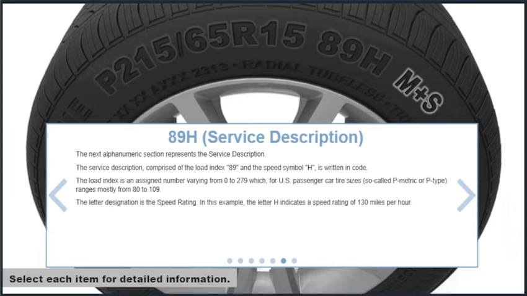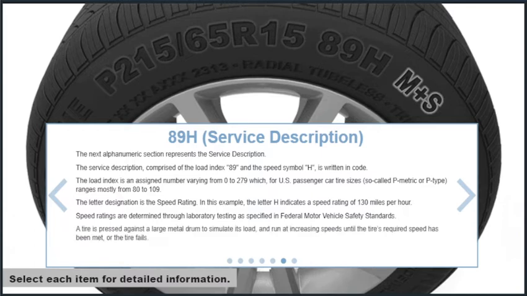The letter designation is the speed rating. In this example, the letter H indicates a speed rating of 130 miles per hour. Speed ratings are determined through laboratory testing as specified in Federal Motor Vehicle Safety Standards. A tire is pressed against a large metal drum to simulate its load and run at increasing speeds until the tire's required speed has been met or the tire fails.